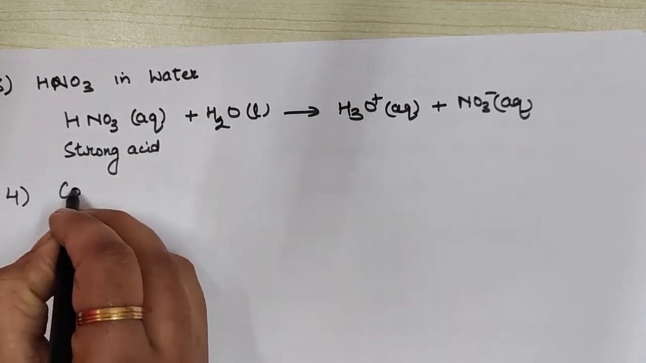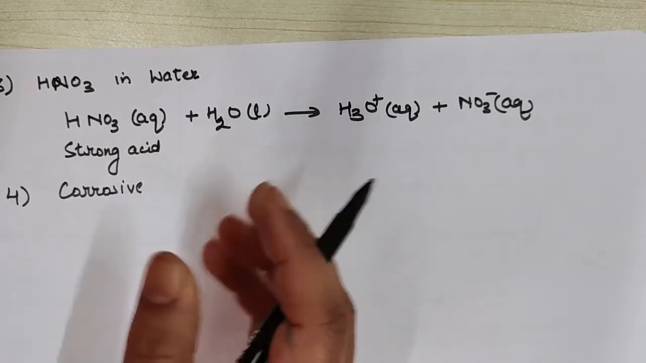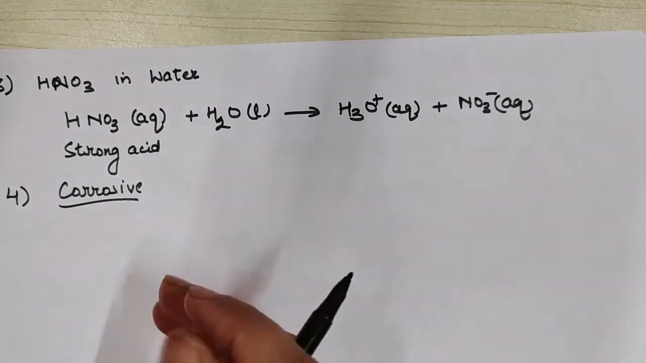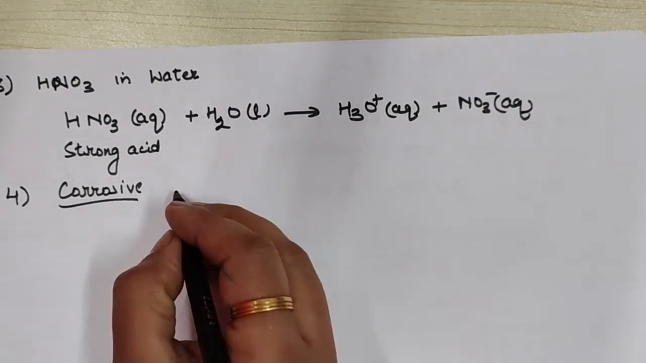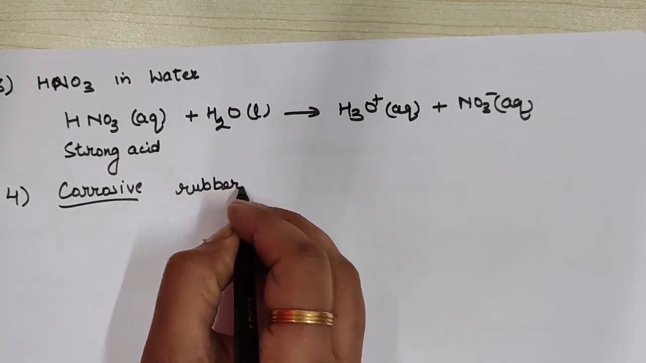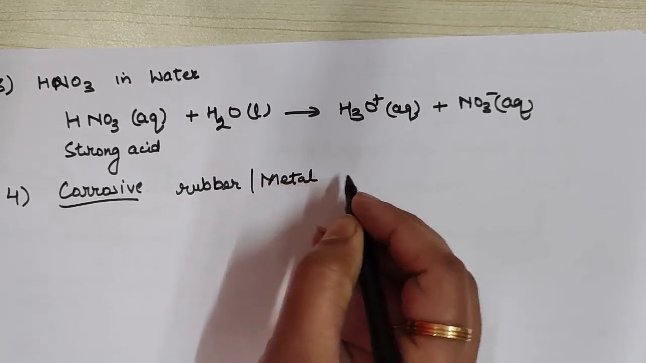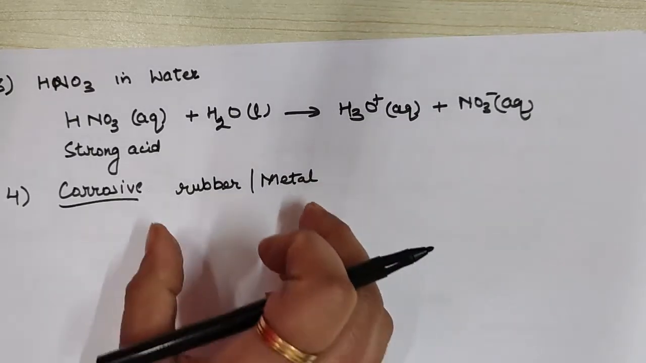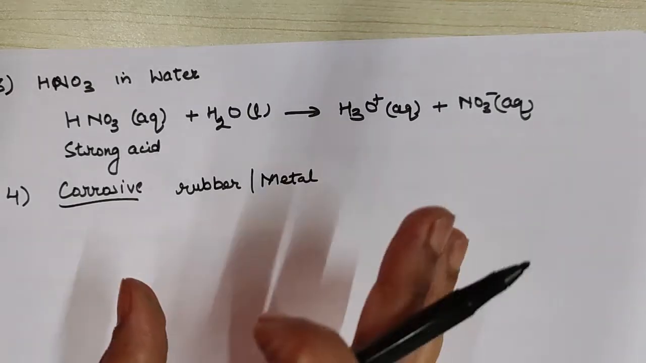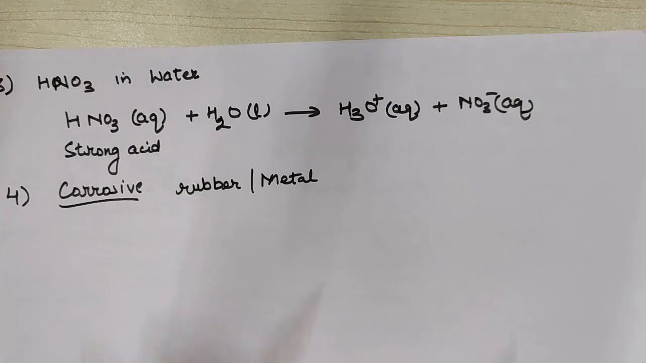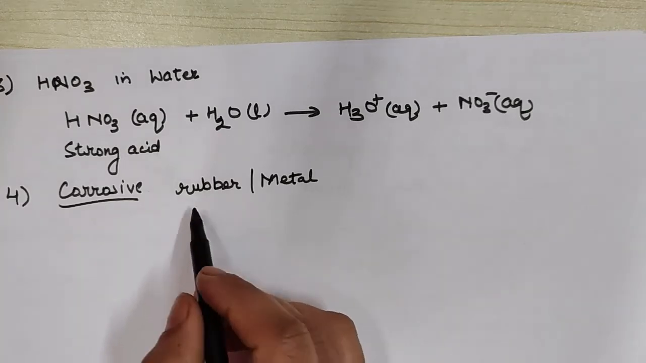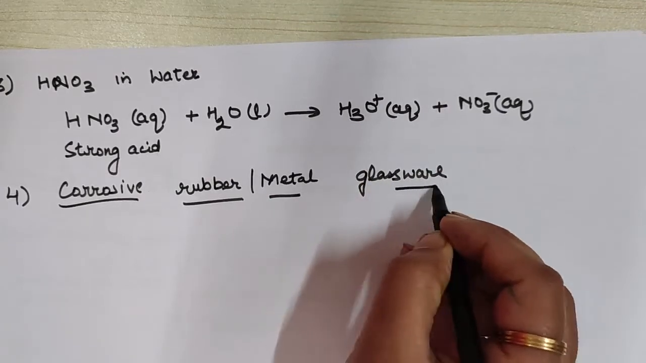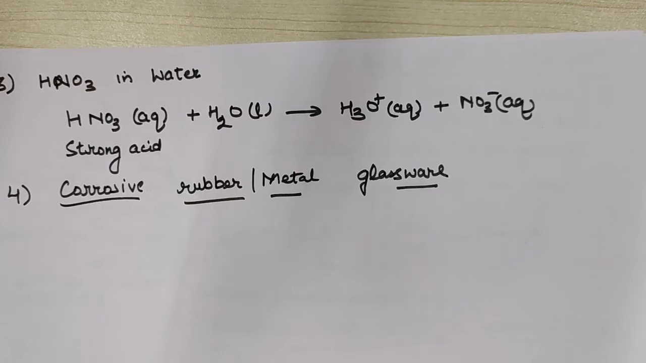It is corrosive in nature. Corrosive means, suppose you are preparing nitric acid in the lab, you can't use rubber or metal equipment there, because it will react with this rubber and metal and corrode that layer. So it is corrosive in nature, so only glassware is recommended where you are using nitric acid.